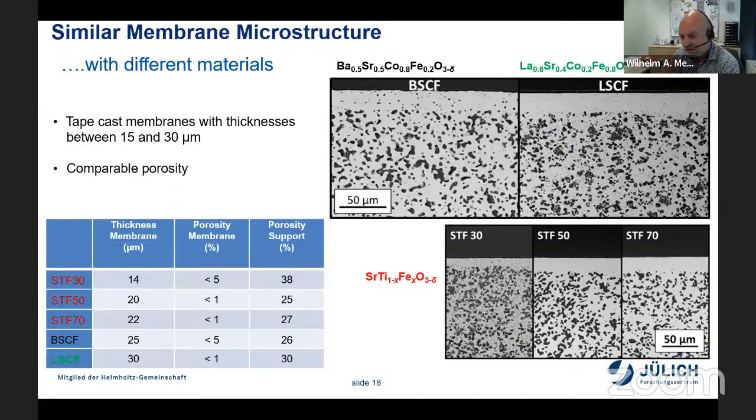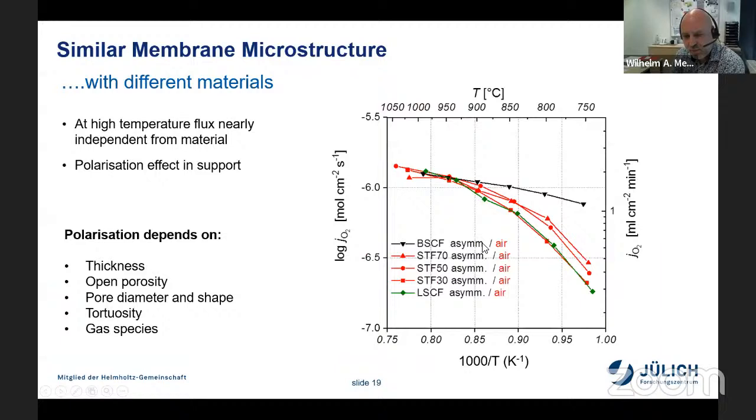And I will show you now the influence of the support. We see here three different materials: the high flux BSCF, the intermediate flux LSCF, lanthanum strontium iron cobaltite, and a low flux strontium iron. And they all have a similar microstructure. And if we measure then the performance here in this graph, you see that at high temperature, the performance of all materials is the same, it doesn't matter which material it is. At low temperatures, the BSCF is the best one, and then the others.